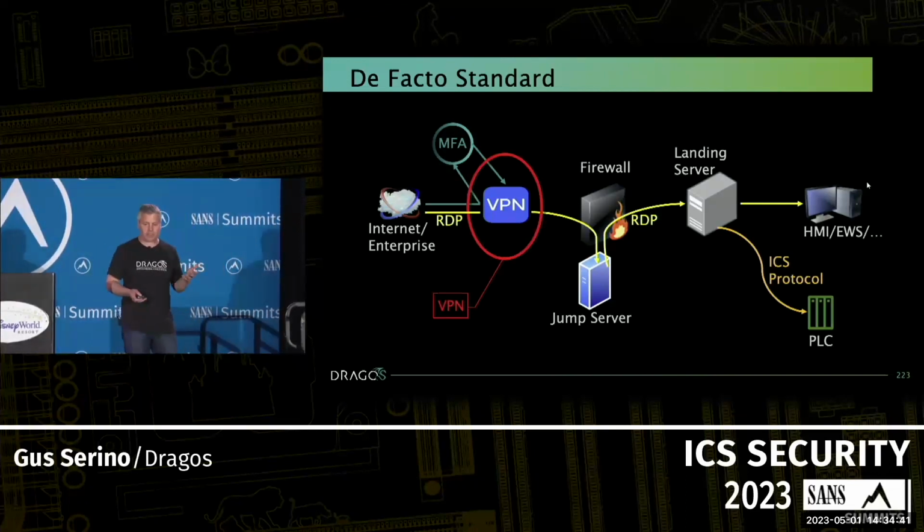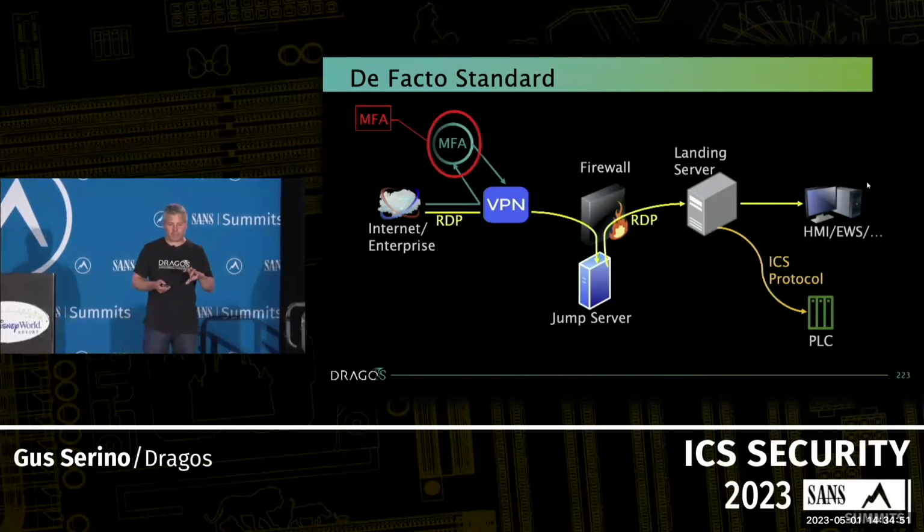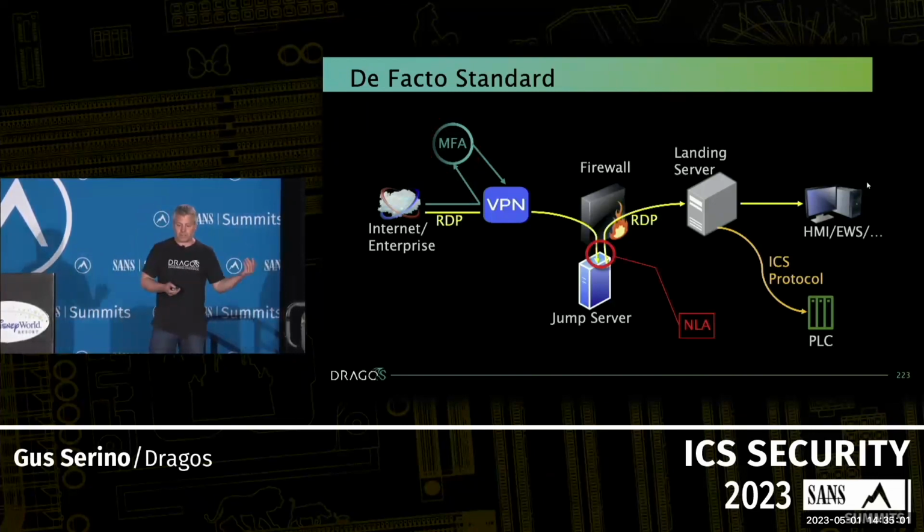So the first thing is the VPN, setting up that initial secure channel with authentication, which is critical. The next piece is to have multi-factor authentication. So you get your username, password, and then some other token of some kind to stand up that secure tunnel into the perimeter of the environment. In this case, you can see RDP there.